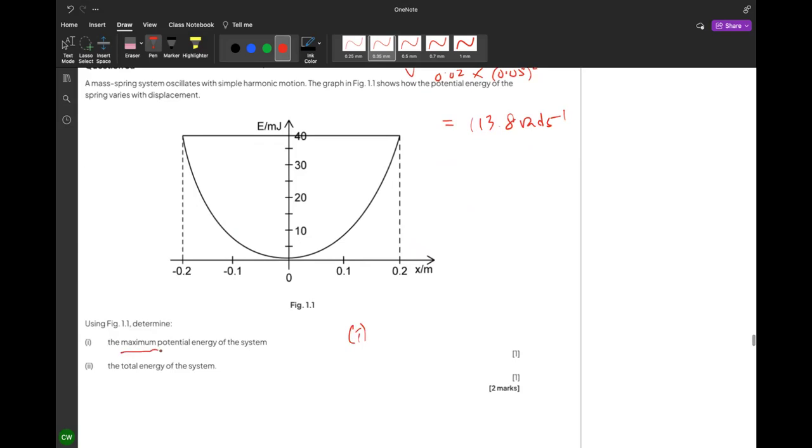Okay, maximum. How much is the maximum from the graph? Here is the 40 millijoule. What is the total energy of the graph? It must also be the same. Total energy equals the EP maximum, so it's also 40 millijoule.